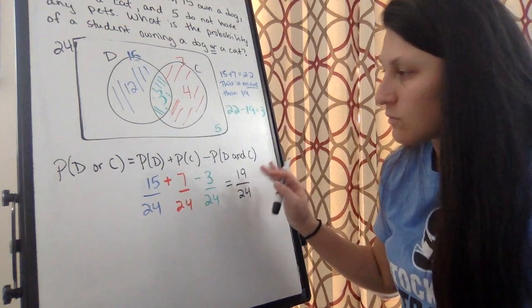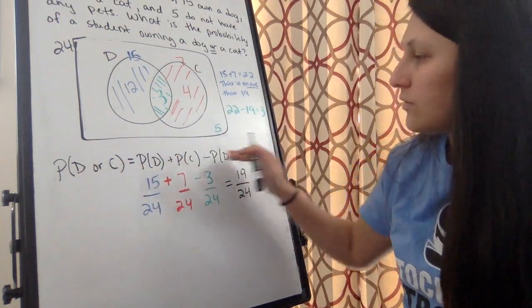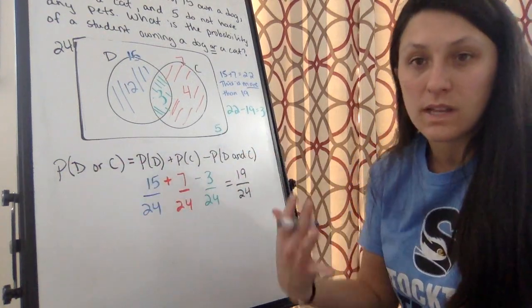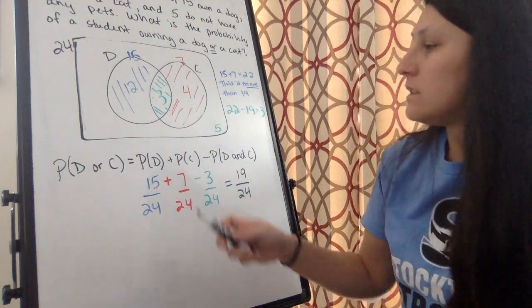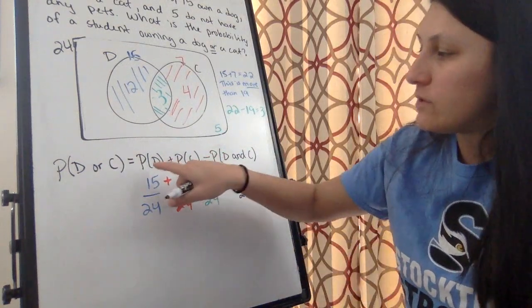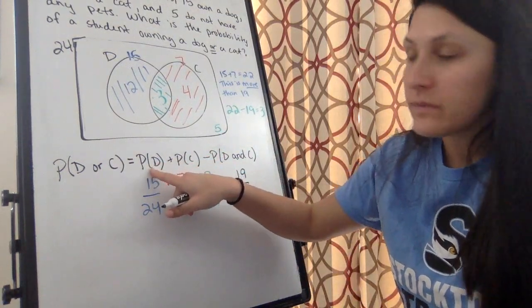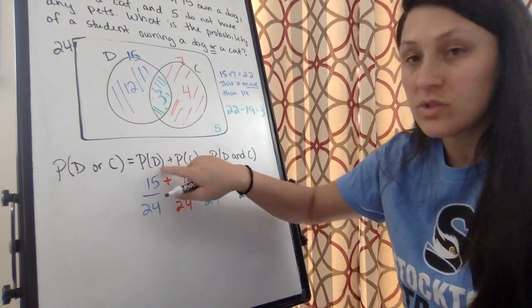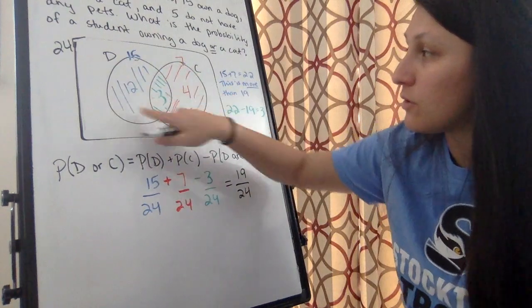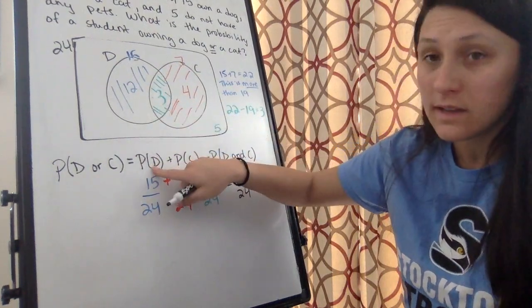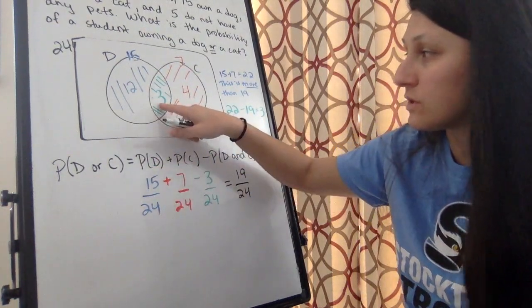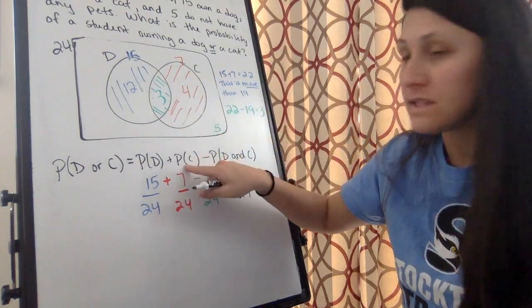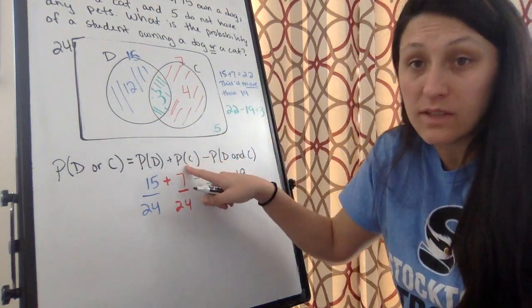Why does this method work? And this is the key formula that I want you to understand from this lesson. This works because if you take all the people who own a dog, add that to all the people who own a cat, you have just counted some people twice. You've counted the people who own a dog and a cat in this set, and then you counted the people who own a dog and a cat again in this set. And we only wanted to count them once.